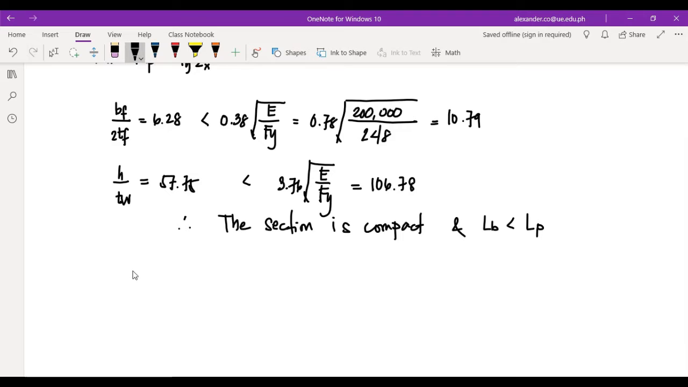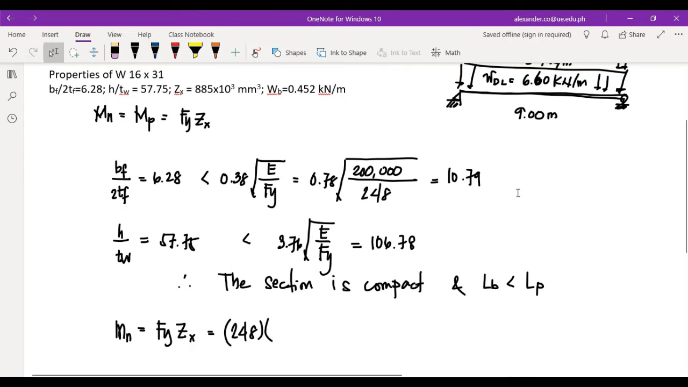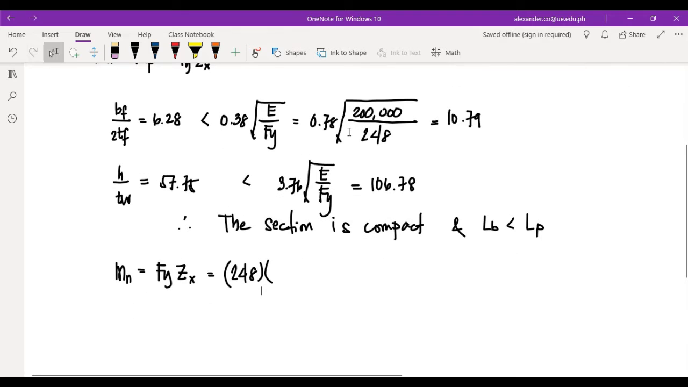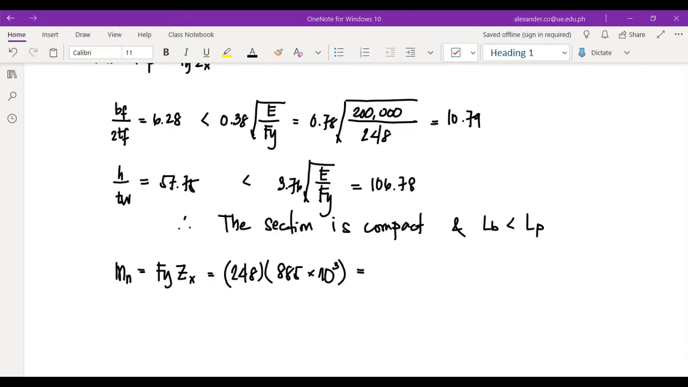So, next is the nominal moment. Nominal moment is Fy times Zx. Ang Fy is 248 megapascal. Ang Zx is already given sa handbook. Ayun, 885 times 10 raised to 3. So, 885 times 10 raised to 3. Ilan? Okay? Pwede rin ganito. So, 248 times 885.